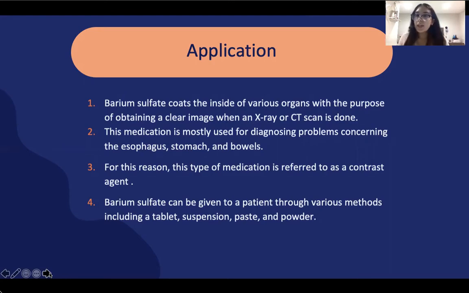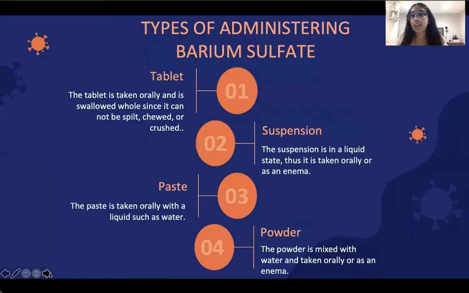This medication is given to patients through 4 different methods: a tablet, suspension, paste, and powder. Let's start with the tablet. It is the typical method of taking medication. You simply take it orally, and it, of course, has to be swallowed whole, since if the tablet is broken in any sort of way, it can affect the coating of the organ, meaning it could not coat dark enough, or it could just simply not coat a great majority of the organ. And then why would we want that? That could be very bad.